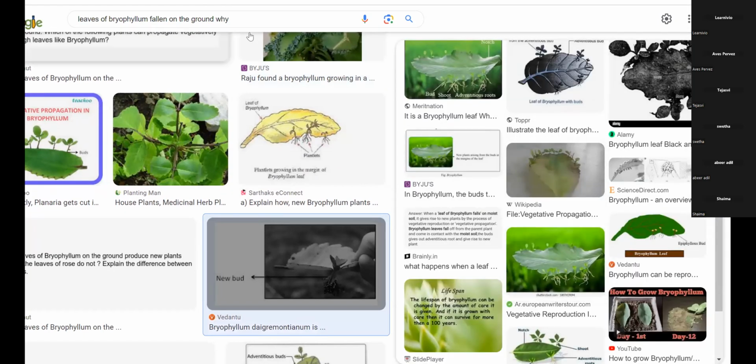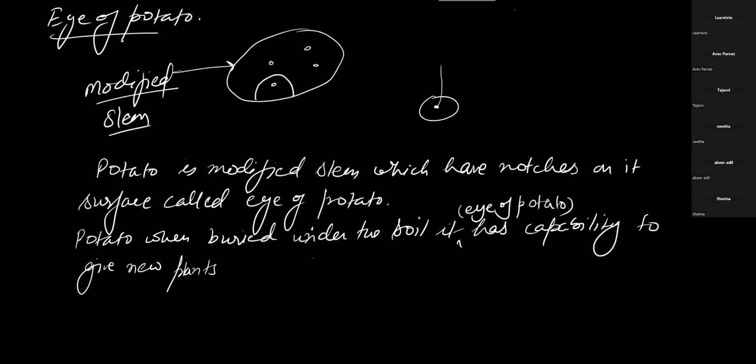Similarly, there are other options also, like we have the eye of potato. The eye of potato also has notches. They have points. I'm going to show you the eye of potato also.